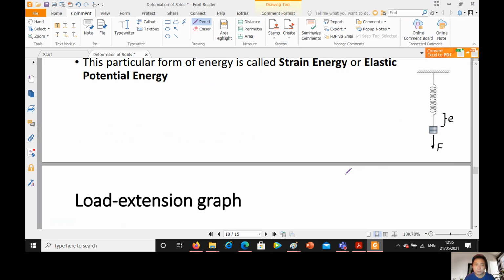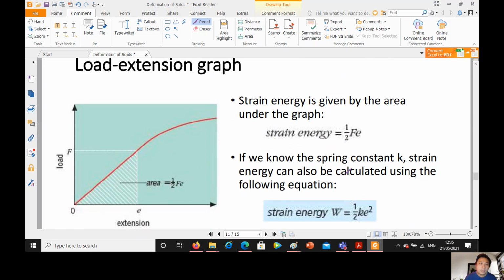Now let's talk a little bit more about the load extension graph. This graph is called a load extension graph. It shows the relationship between load and extension. This graph is pretty useful because we can quantitatively figure out the strain energy. So I'll just give you the conclusion, and I will explain later.